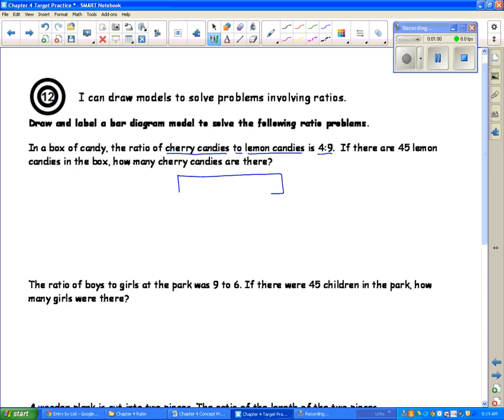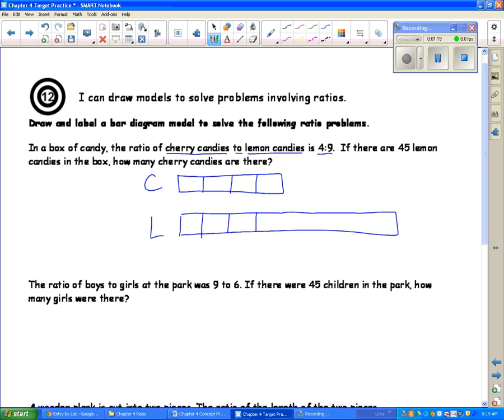So I'm going to draw a bar diagram with 4 units and label that C. That represents my cherry candy. And then my lemon candy, I'm going to draw a bar that has 9 units. And what is important to understand when you're using bar diagrams is that each unit on both bars represents the same number of items.